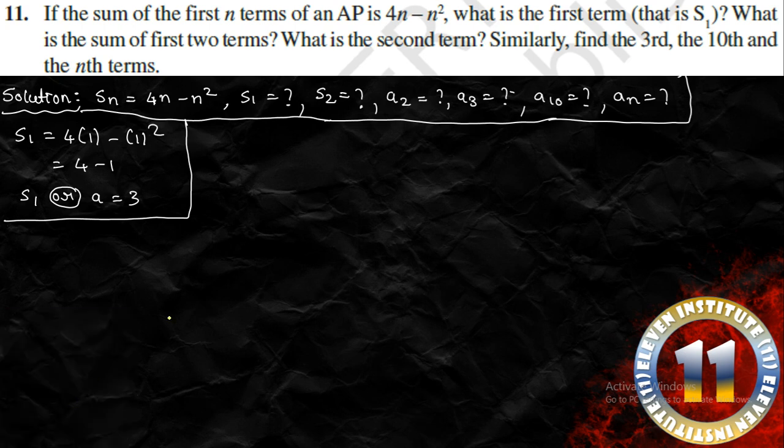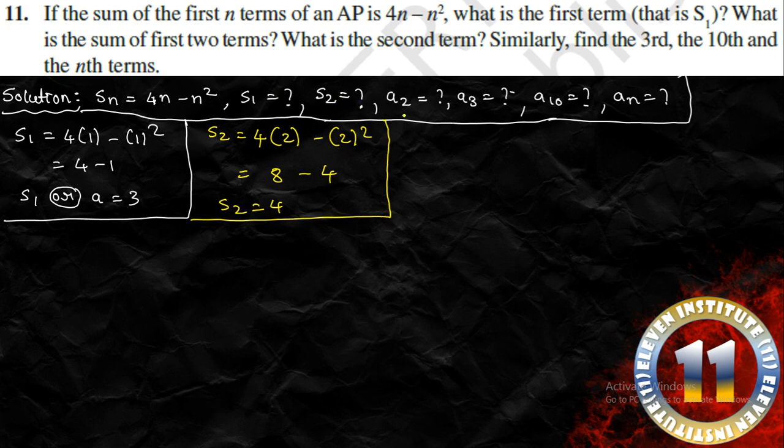So this is the first answer that we want. Now we want to find the sum of two terms. So we can write over here S2. Just in this formula we have to write 2 instead of n, so we will find S2. So 4 into 2 minus 2 square. So 4 2s are 8, 2 square is 4, 8 minus 4 is 4, so S2 is equal to 4. So this is the second thing that we wanted. Now we want to find a2. Now here comes something important.